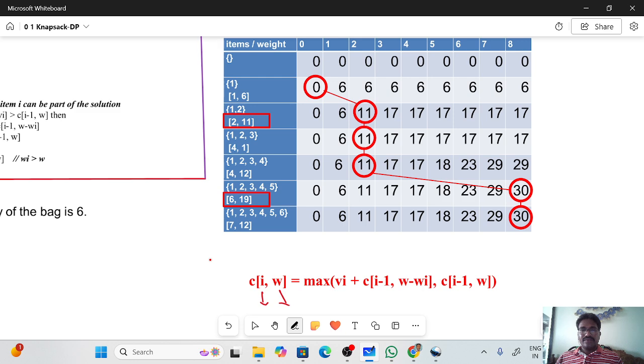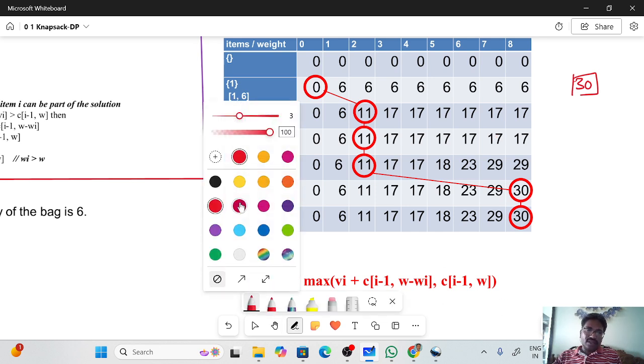So finally we are getting this table. So my dear, we are getting the result. What is the answer? We are getting the maximum profit as 30. But our aim is to find the solution also. Now we are going to find the solution the same way as in the previous set theory method.